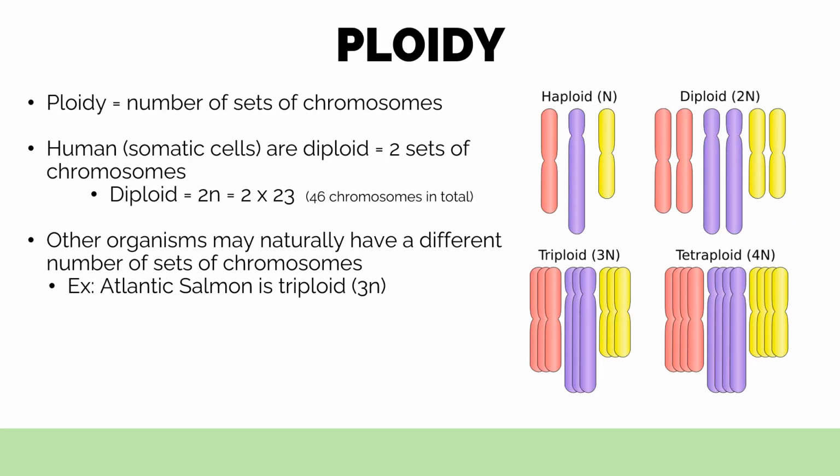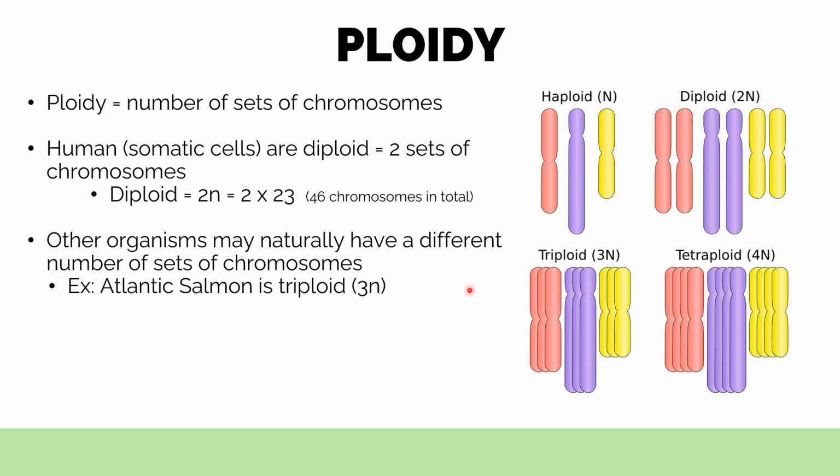When we talk about ploidy, we're talking about the number of sets of chromosomes. In humans, our somatic cells are diploid, so that's how we would describe human chromosomes. This means we have 2 sets of chromosomes. We write diploid as 2n, where n means the number of chromosomes and 2 is the number of sets. So we have 2 sets of 23 chromosomes, which is 46 chromosomes in total.